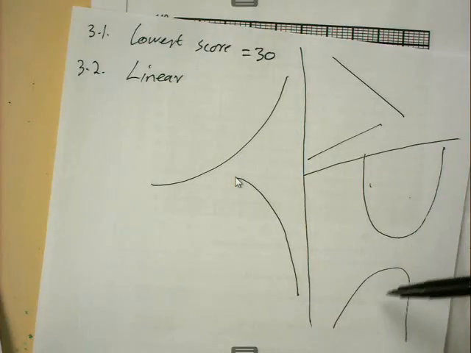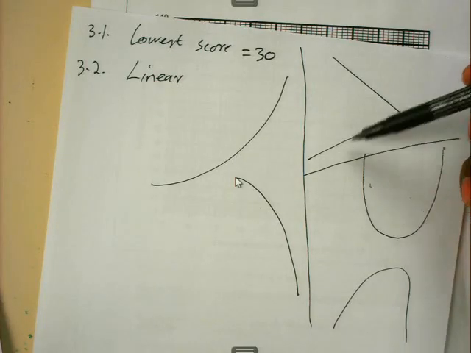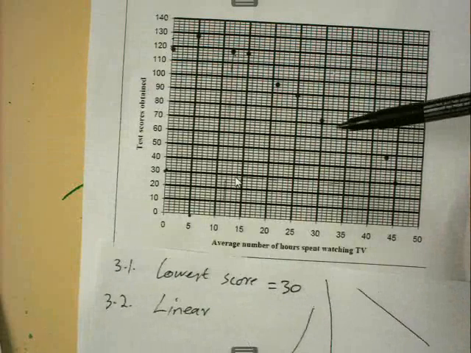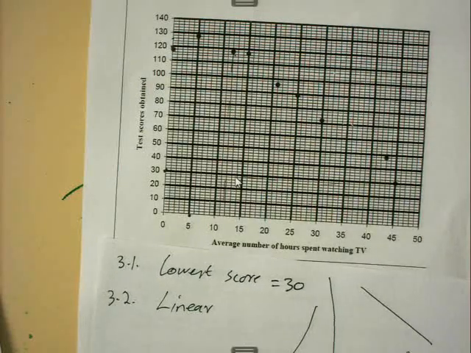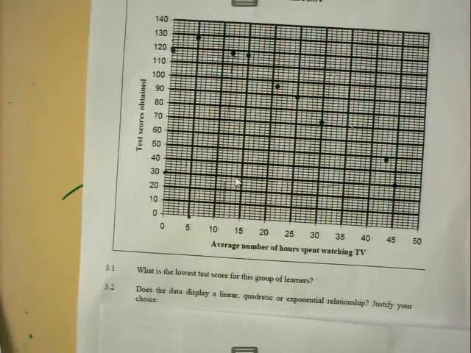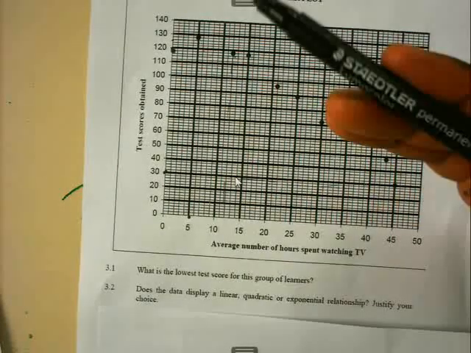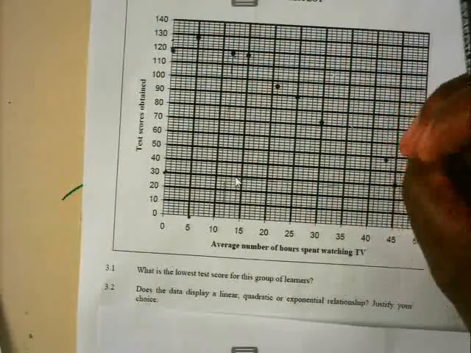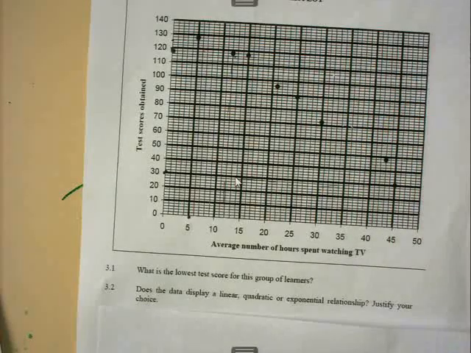Parabolic. This is a straight line. So if you look at this set of data, the closer explanation will be a straight line. That's why I said, does this data display a linear, quadratic, or exponential relationship? The answer is linear. Why? Because those points are closer to a line with a negative gradient.